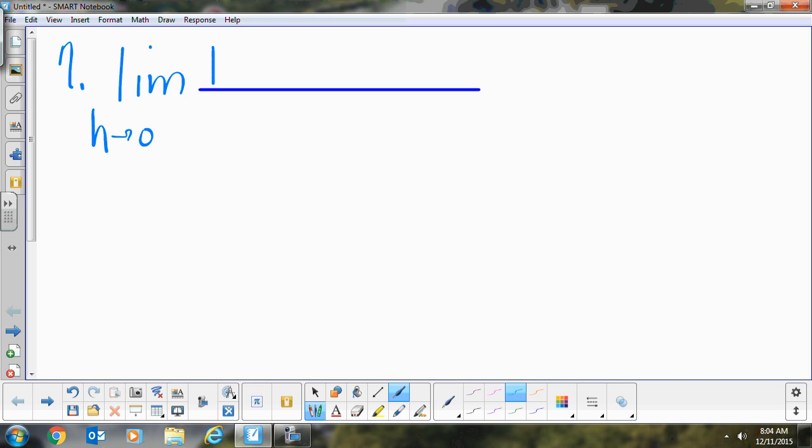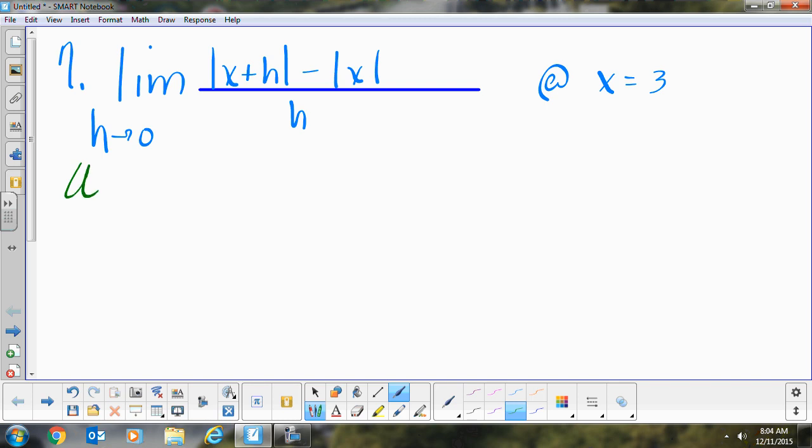Thank you. So we've got the absolute value of x plus h minus the absolute value of x, all over h, and they want this limit at x equal 3. So who can tell Miguel what this question is asking? We just did one of these. What is this limit as we have x plus h's and h goes to 0? It's the definition of derivative. So this is saying, what is the derivative?